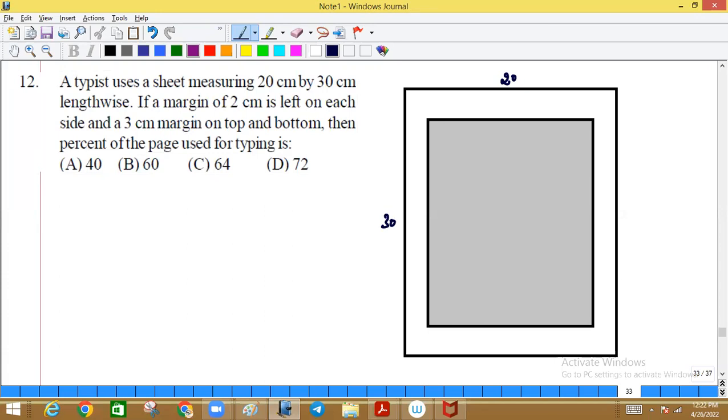How much margin are you leaving left and right? It is 2. So you are leaving 2 here and 2 here. Can you tell me how much here? 16, because 20 minus 4 is gone. Top and bottom, how much are you leaving?